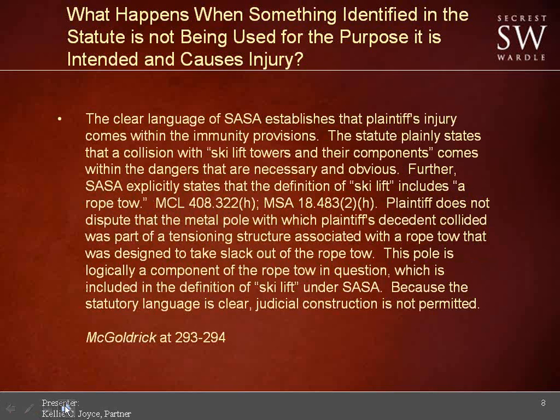So in that case, the plaintiff was injured when he struck a pole that was used for a chairlift, and even though the pole was identified in the statute, it was not being used for the purpose it was intended, and it still caused injury to the plaintiff. And the court interpreted the Act and said that the hazard was specifically identified in the Act, and even though it was not being used for a ski lift, since it was identified in the Act, then immunity was proper. The defendant was granted a motion for summary disposition, and in that case, the plaintiff recovered no money. So what we learned from McGoldrick is that anything that is specifically identified in the Act would generally be interpreted broadly, and it would give rise to immunity.